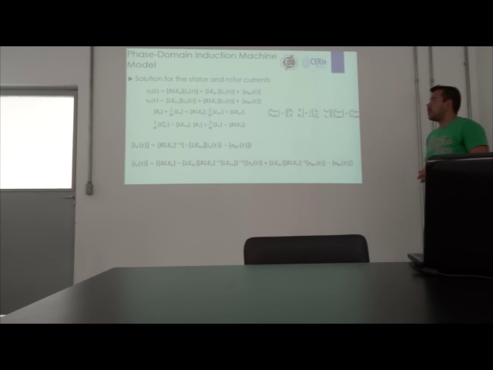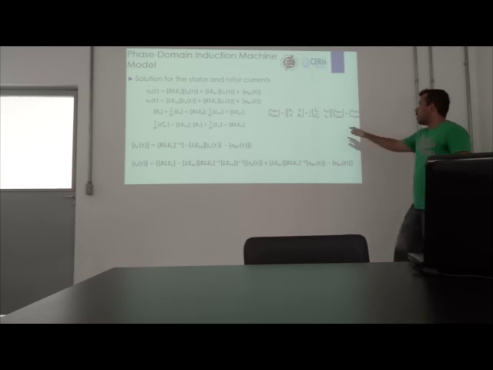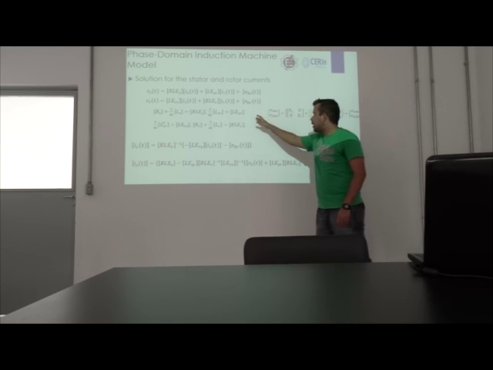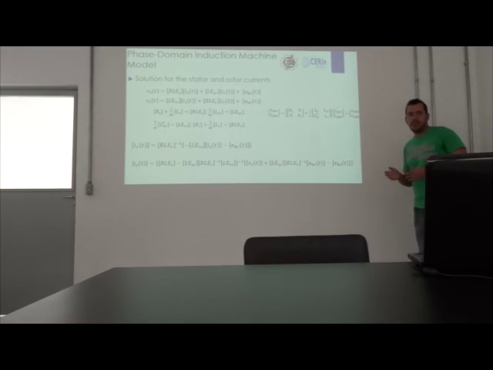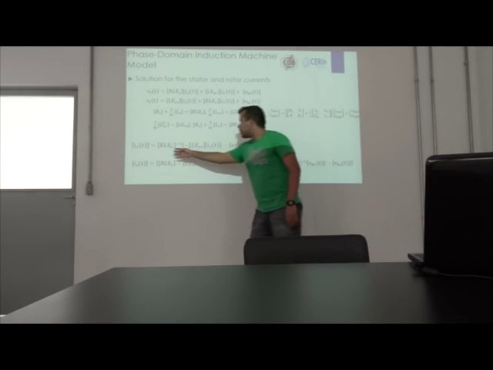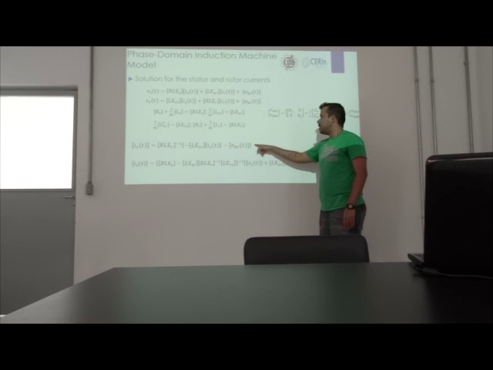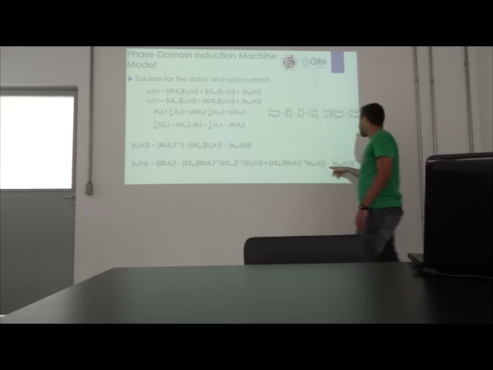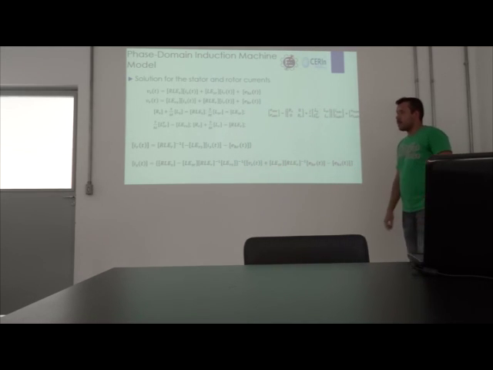Now, I'm going to present a solution for the stator and rotor currents. So, we use this expression that I have shown before, and I have written this equation right here in a different way just to simplify the calculations. And after a series of calculations, we get the rotor current that is represented by this expression right here, and we get the stator current that is represented by this equation right here.